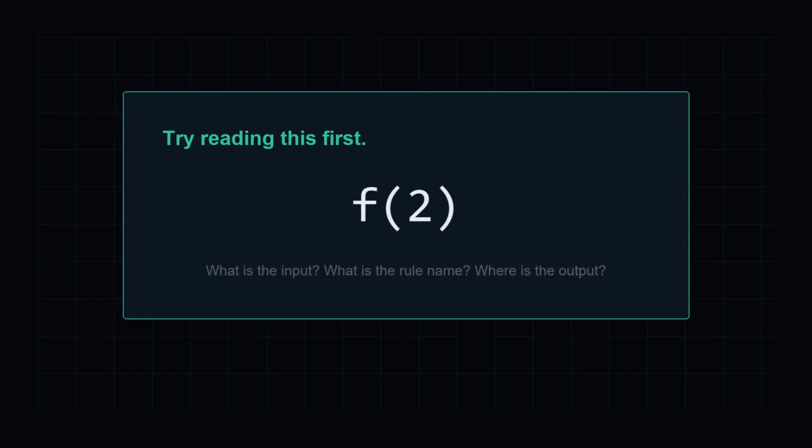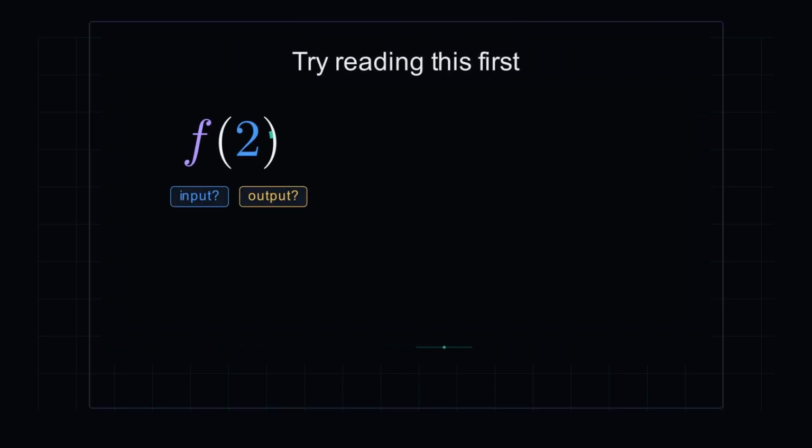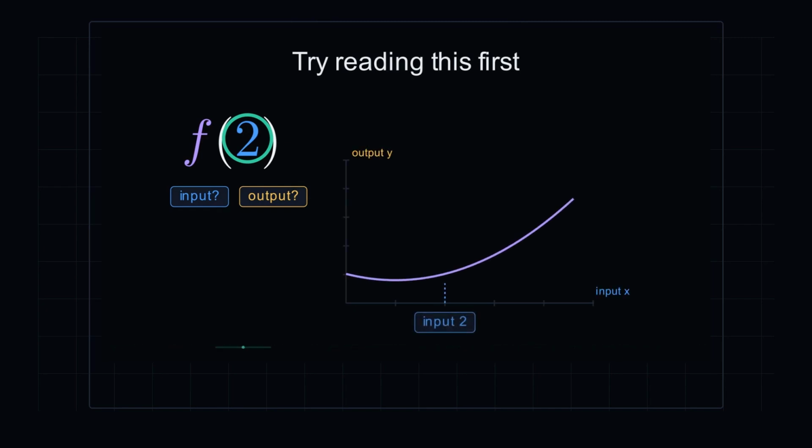Now try reading f of 2. What is the input? The input is 2. What is the rule name? The rule is f. Where is the output? On the graph, move from input 2 up to the curve, then across to read the output. So f of 2 means the output of rule f when the input is 2.